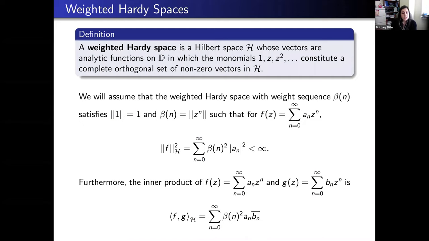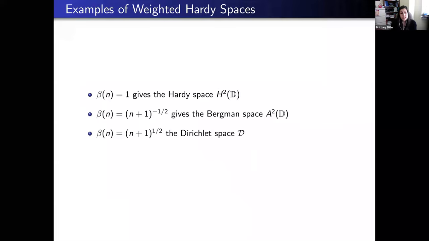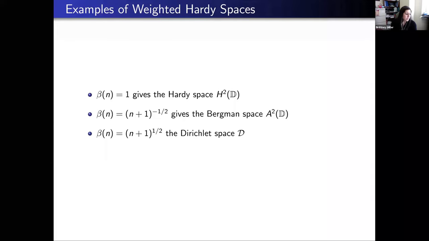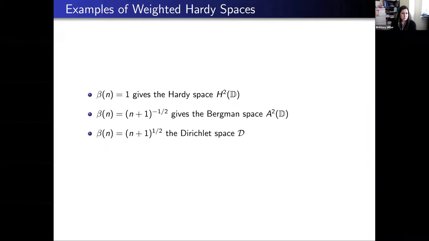And so in particular, if beta of n is 1 for all n, then that corresponds exactly to our Hardy space. If beta of n is 1 over root n plus 1, that gives us the Bergman space. And if beta of n is the square root of n plus 1, then that gives us the Dirichlet space. But there's a whole class of other weighted Hardy spaces we could consider if we really wanted to. There are also weighted Bergman spaces. There are also spaces we could define on the ball, weighted or not, Hardy and Bergman spaces. So just a lot of spaces where some of the results that are already known will apply to many of them, but there are still a lot of open questions in spaces that are not the Hardy space.